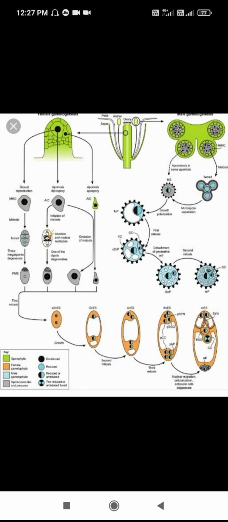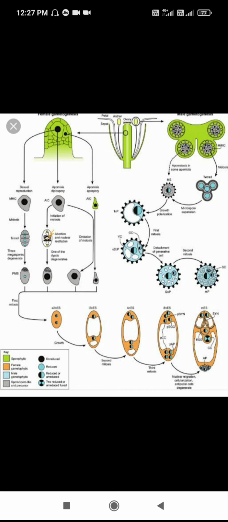Next we have to discuss Thomson. According to him, there is no prothallus cell, and the first division results in the formation of a tube cell and a generative cell.